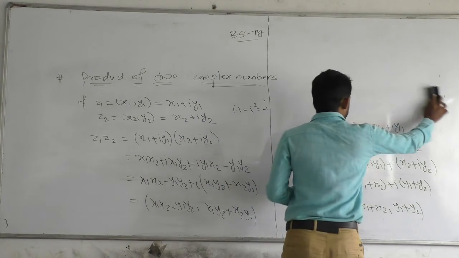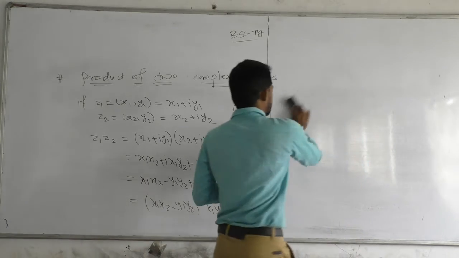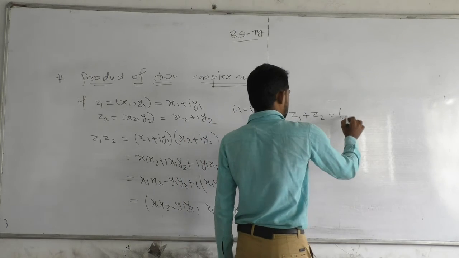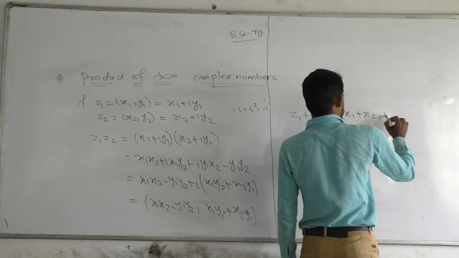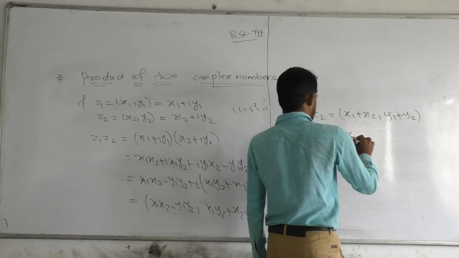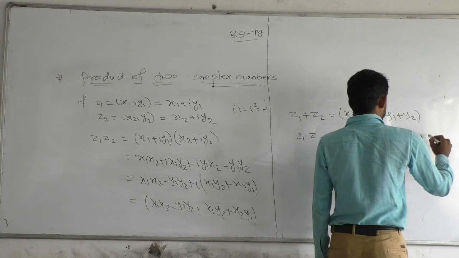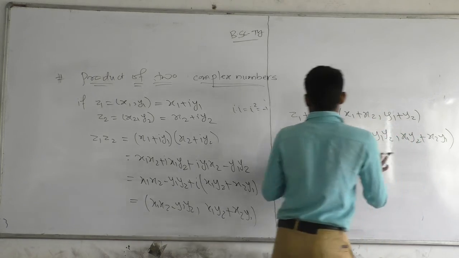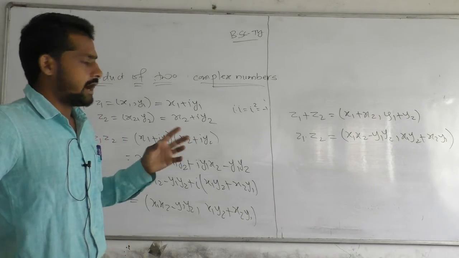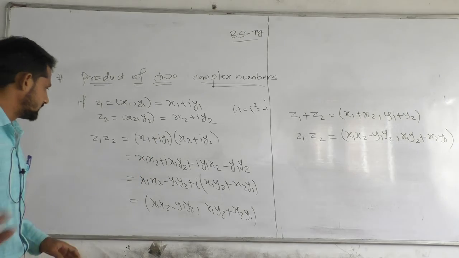We have defined addition of two complex numbers and multiplication of two complex numbers. So addition of two complex numbers z1 plus z2 is equal to (x1 plus x2, y1 plus y2). And then multiplication z1 into z2 is equal to (x1 x2 minus y1 y2, x1 y2 plus x2 y1). So in addition, add the real part and imaginary part separately, and the multiplication of two complex numbers is this.